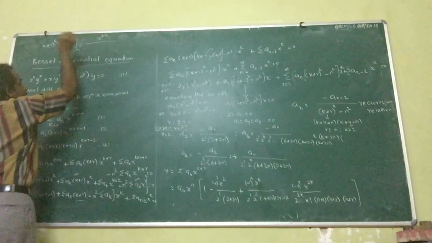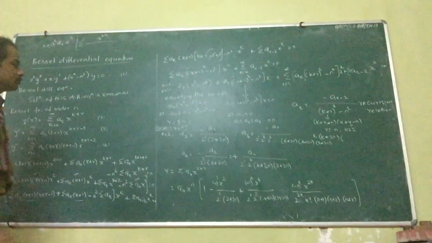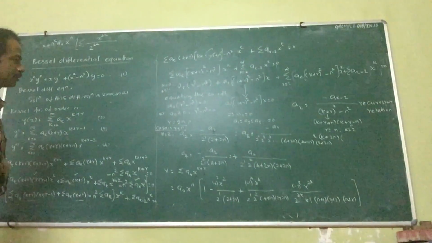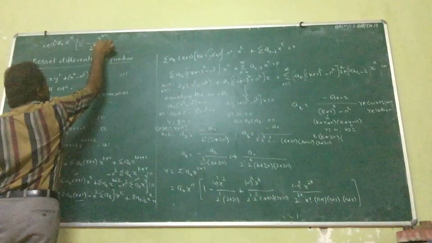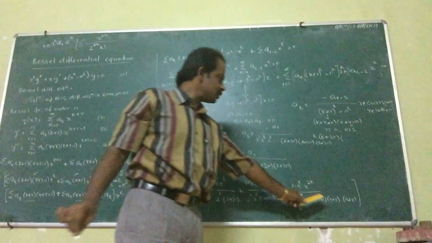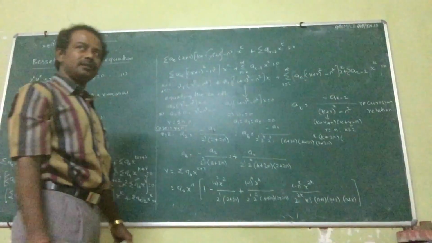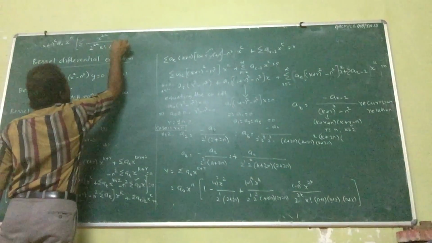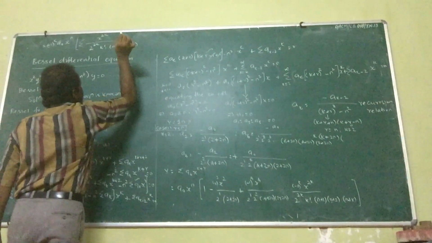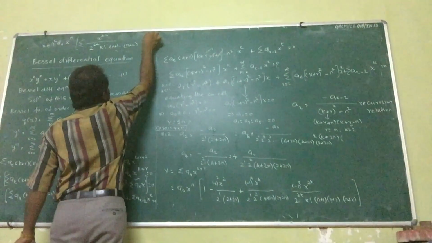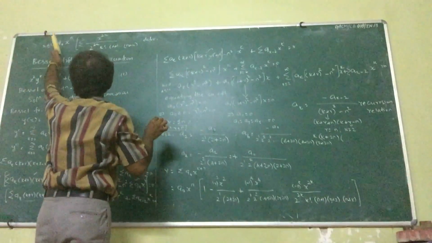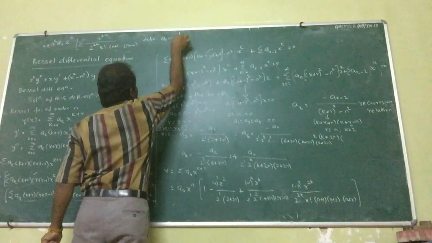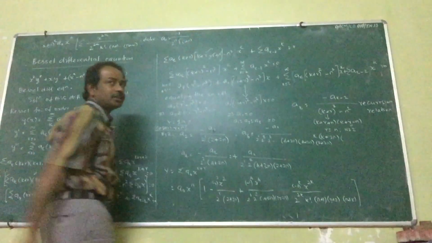So this becomes a series. Last term, so this becomes 2 to the power 2k, k factorial, n plus 1, n plus 2, dot dot dot, n plus k. I am going to define a naught as 1 divided by 2 to the power n gamma 1 plus n. So it is a definition for my a naught.